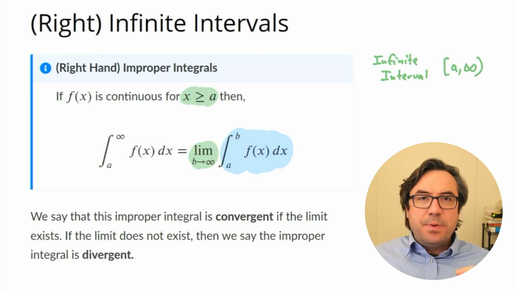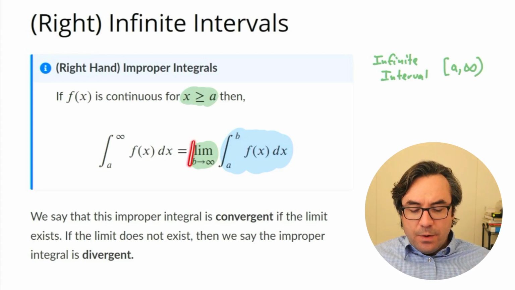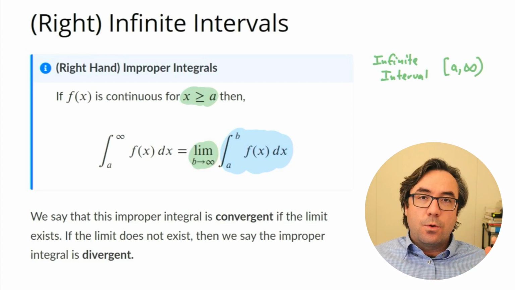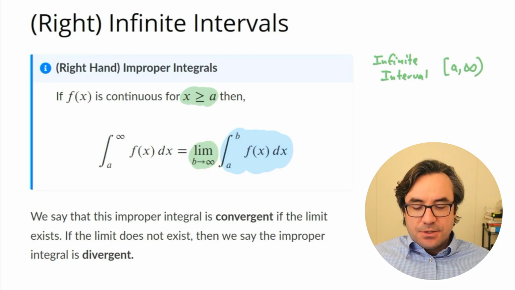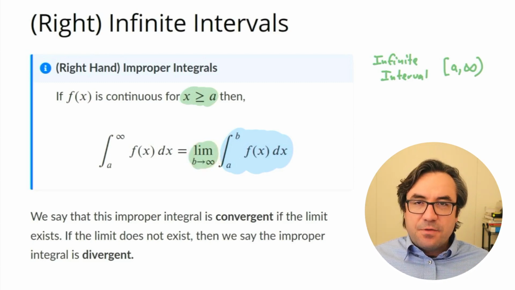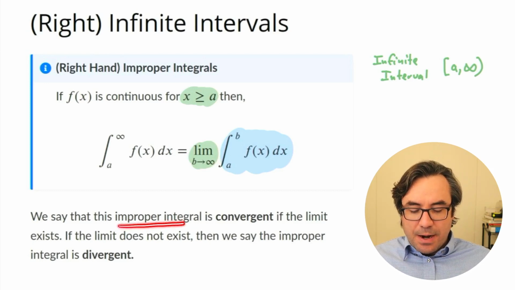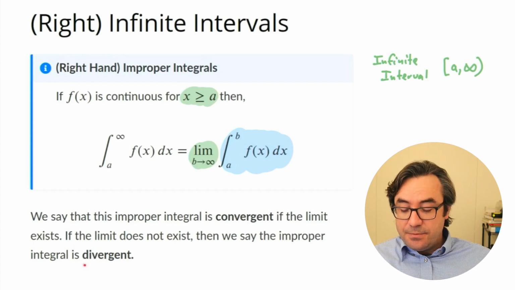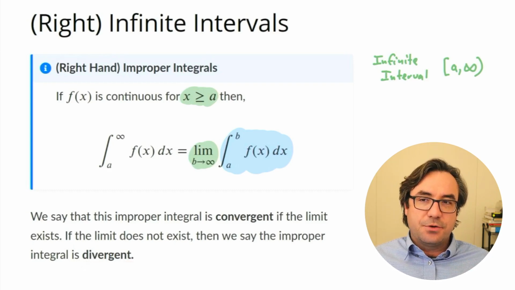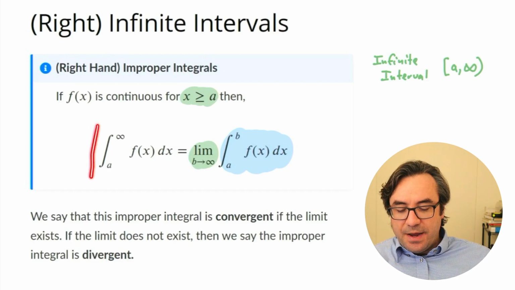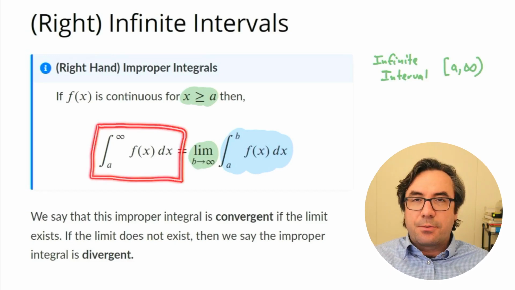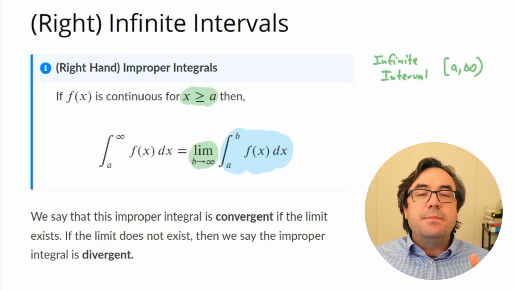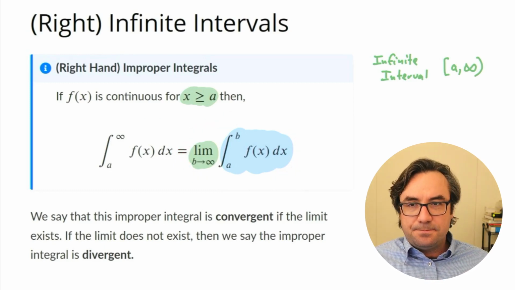And just a little bit of wording here. Whenever we're dealing with a limit, it can either exist or it does not exist. So if we can calculate this limit and we get a finite number, then we say the improper integral is convergent. And if the limit does not exist, then we say the improper integral is divergent. So again, what we're defining here is this improper integral. The definition is really the limit of a regular definite integral.